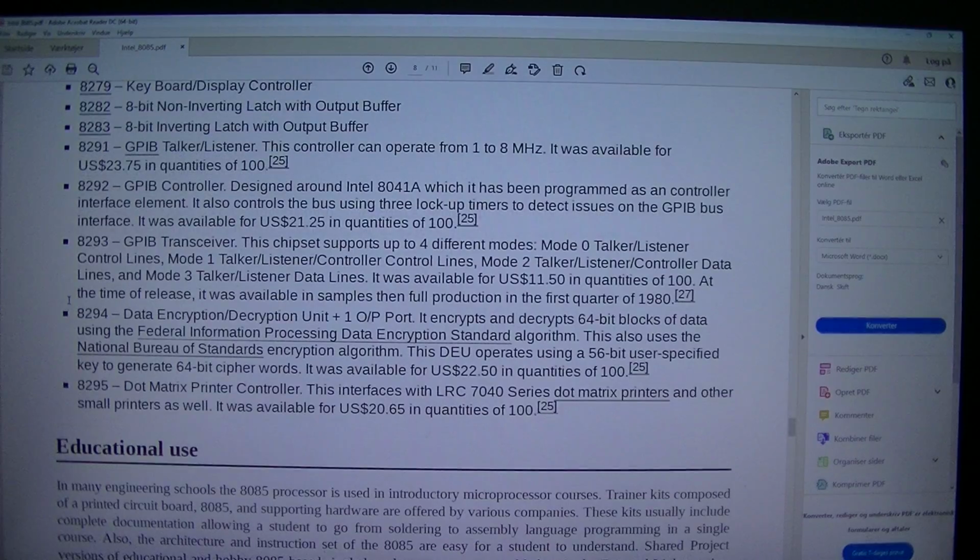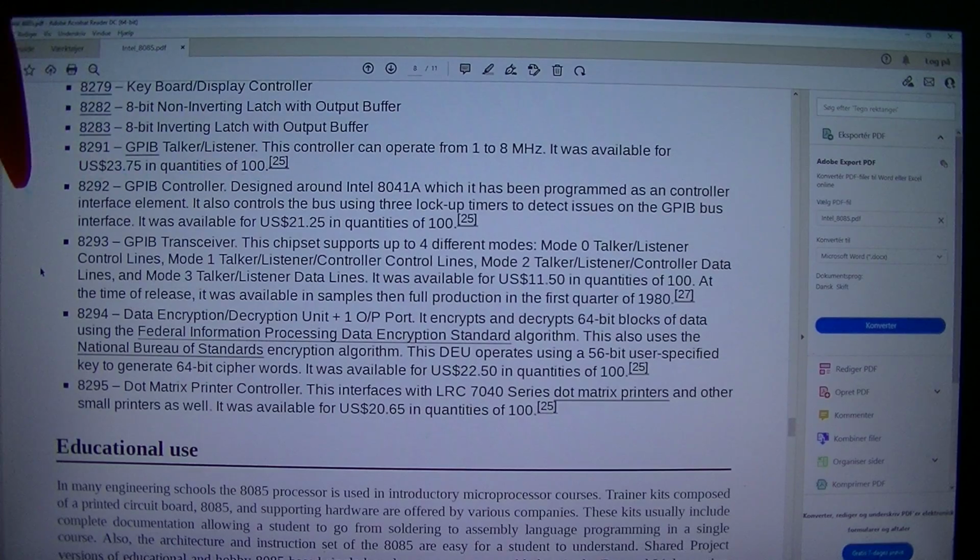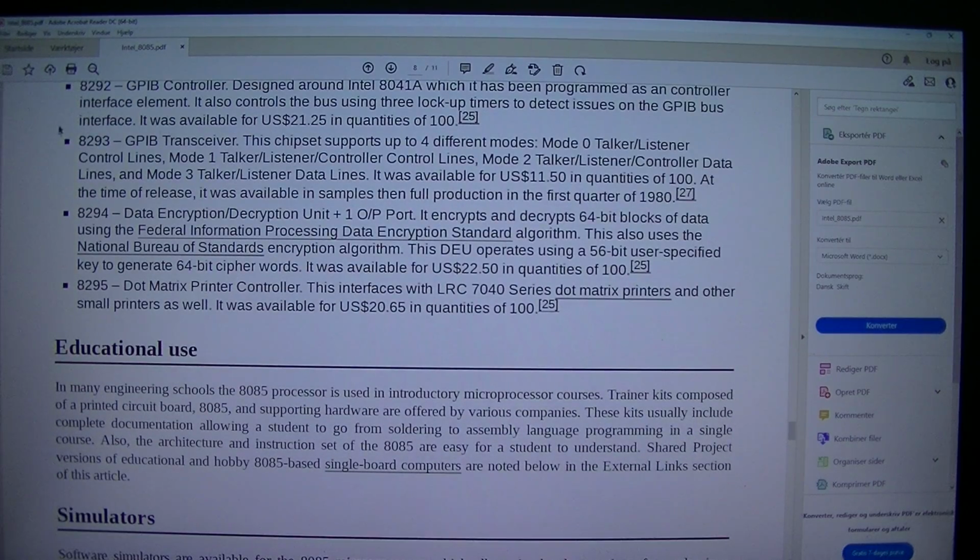8292 GPIB controller. Designed around the Intel 8041, which has been programmed as a controller interface element. It also controls the bus using 3 lockup timers to detect issues on the GPIB interface. It was available for $21.25 in quantities of 100.